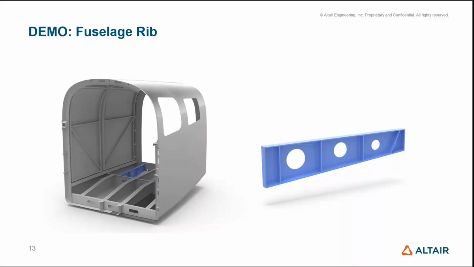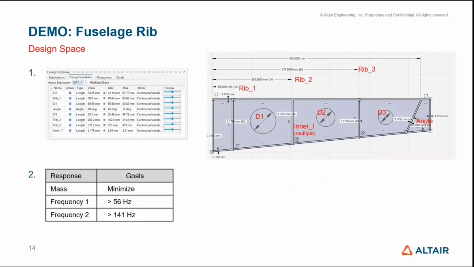So this is a model that Mark McDowell provided me, a portion of a fuselage, and the rib in blue there is the component of interest. The setup that we're going to do reflects this slide a little bit, just a quick overview. For the design space, there are a number of design variables that have been defined on the rib itself, and you can see them in the sketch, and I'll show this in Inspire in just a moment.